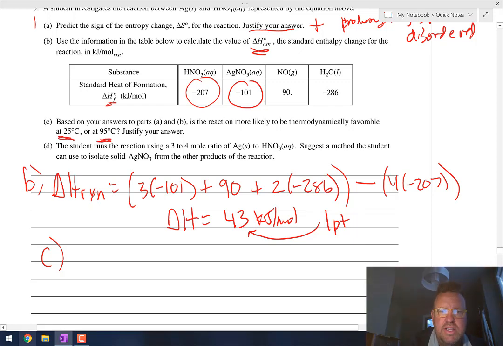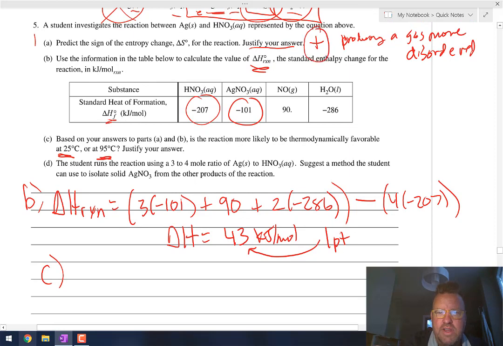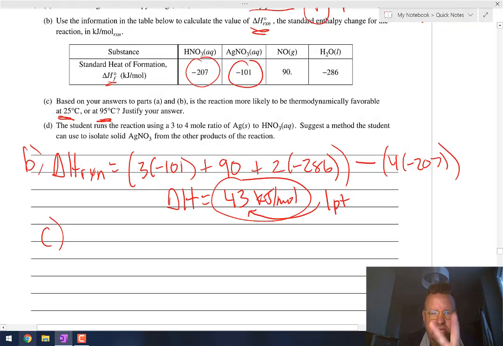So in this case, in part A, we got a positive delta S, and in part B, we got a positive delta H. So we know that in this case, they're both positive. So remember, when the signs of delta H and delta S are opposite each other, then it's either always thermodynamically favorable or never thermodynamically favorable. When the signs are the same, when they're both positive, like in this question, or if they're both negative, then it depends on the temperature.